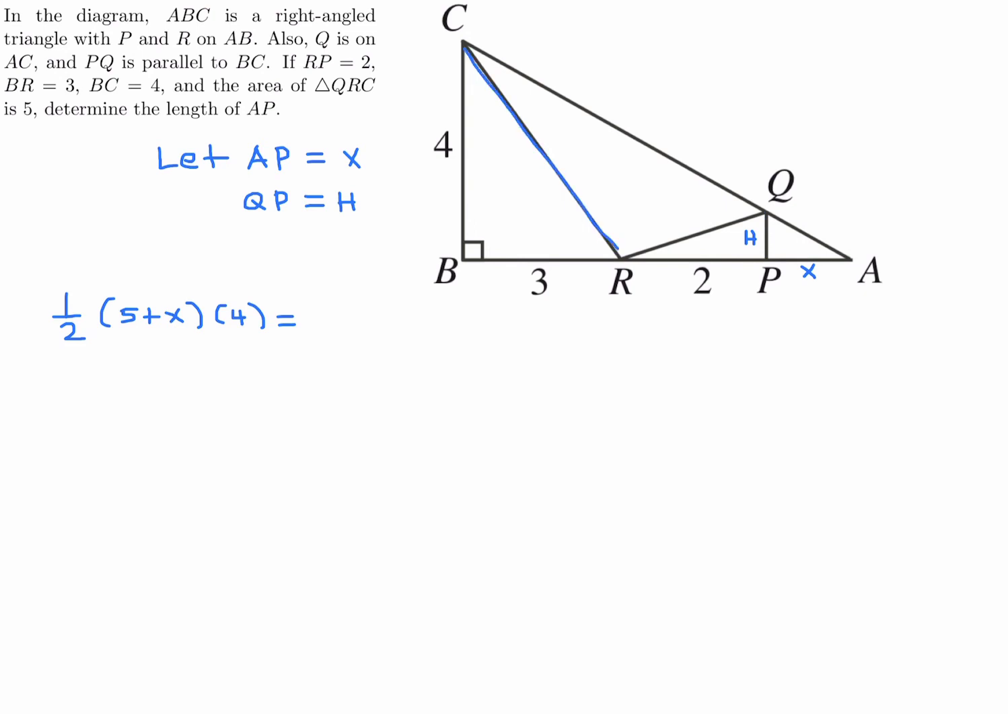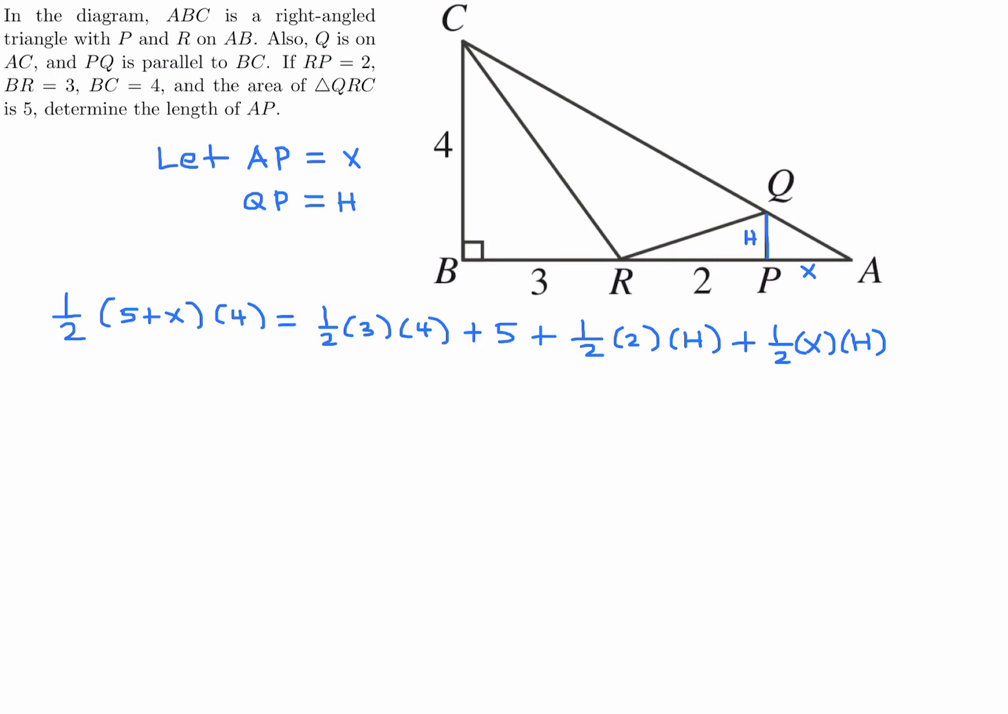The first one is pretty straightforward. That's right there. It's just 1/2 base times height, which is 1/2 times 3 times 4. The next one is here. Well, the good news is they tell you. That's QRC, and they tell you the area is 5. That's very helpful. The next one would be this small one, QRP. That's going to be 1/2 base, which is 2, times height, which I have called h. And the last one is the smallest one, APQ, which is 1/2 base, which is x, times height, which I have called h. And there you go.